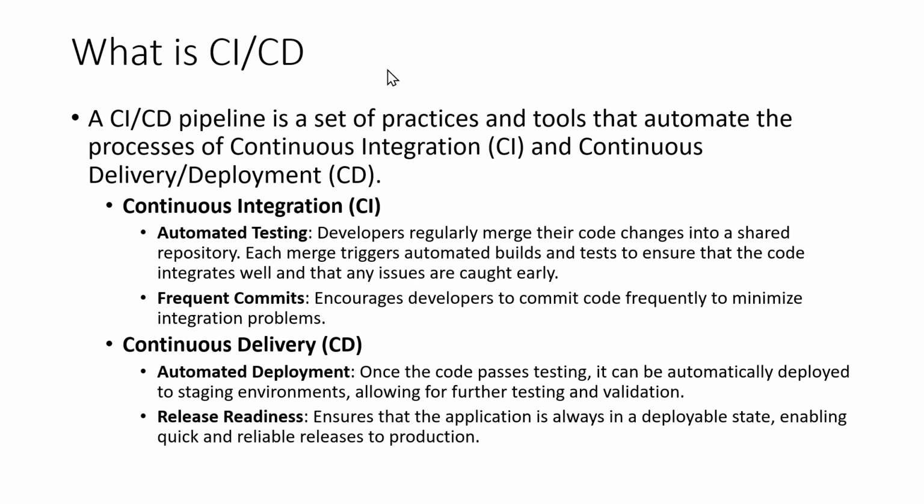In Jenkins, they write the CI/CD pipelines, or scripts, I can say. So we'll understand what continuous integration is. Automated tests: developers regularly merge their code changes into a shared repository. Each merge triggers automated builds and tests to ensure that the code is integrated well and issues are caught earlier.